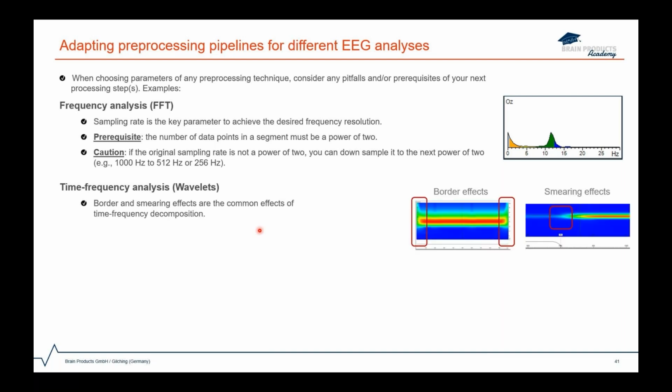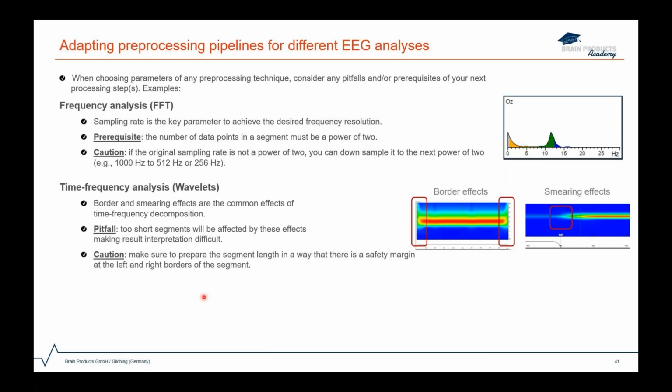For time frequency analysis, by the very nature of this kind of analysis, we have border effects when it encounters the edges of the trial, and smearing effects that displace slightly our results or prolong them over time. So something that we can do to deal with this is to have a longer baseline that leaves a safety margin that avoids these effects.